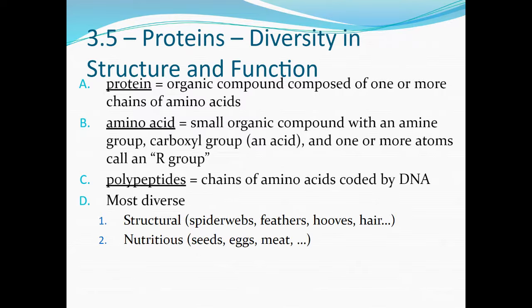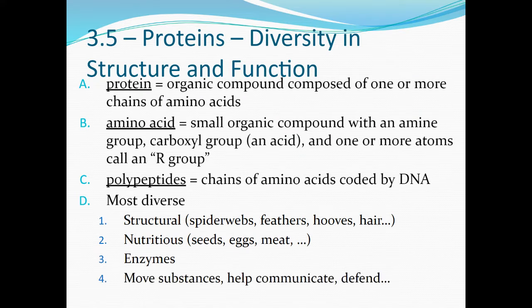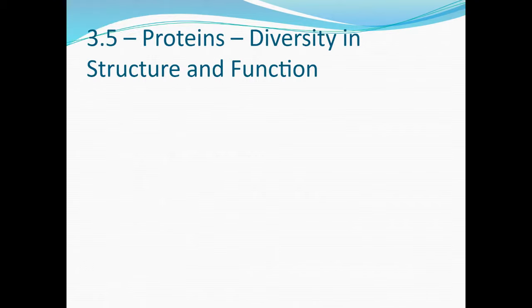Some proteins are nutritious. You can get energy from seeds, eggs, and meat. Some act as enzymes, which we're going to get into in more detail later on. Enzymes are a specific group of proteins that speed up chemical reactions. And then some proteins also move substances, help communicate, and help defend the body in terms of the immune system. Your antibodies are proteins. So with proteins, there's a lot of different kinds of things going on there.